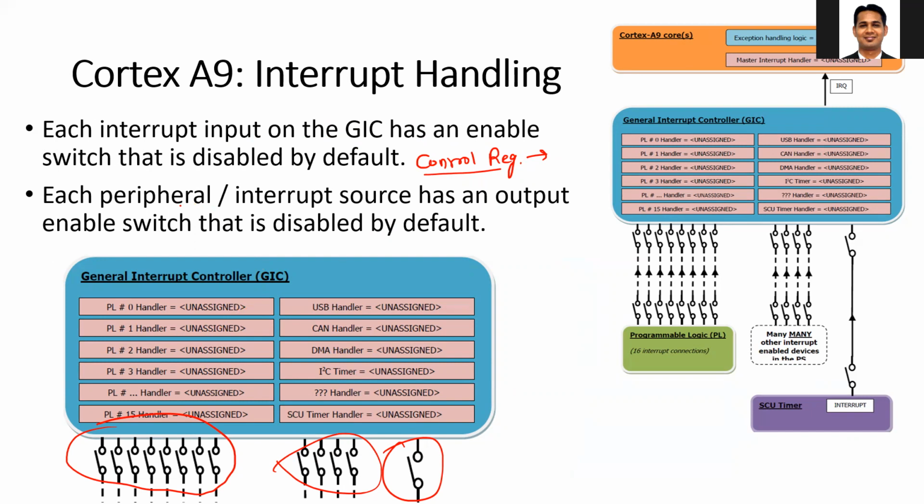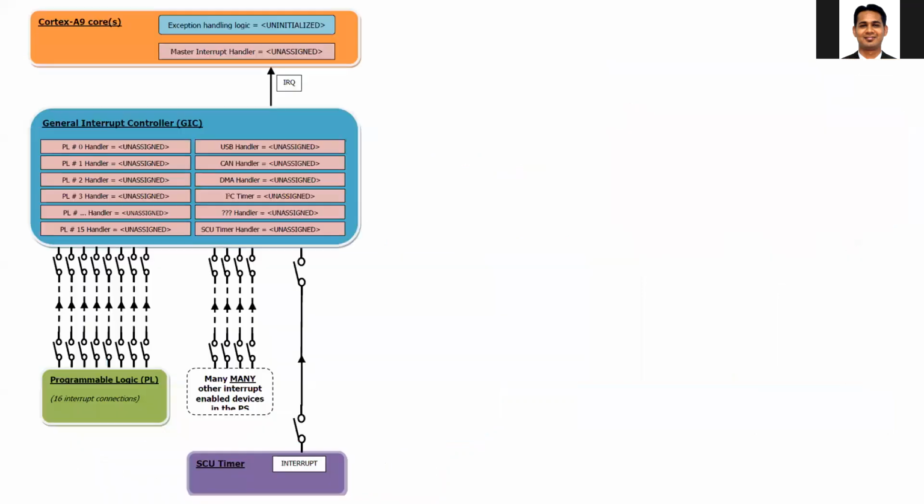Similarly, every peripheral or source of the interrupt has an output enable switch that is disabled by default. So you do a write operation on the control register of the interrupt source, and then you inform that device that now it can generate the interrupt. That is what you do in this step. In simple terms, you are closing those switches.